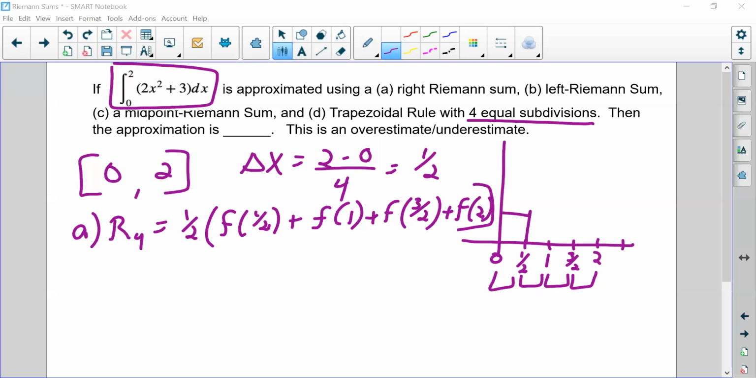Now, I need to know the function value at 1/2. So I'm going to hit trace, 0.5. Enter. It gives me my function value of 3.5. So I'm going to put 3.5 there. Okay. Then I'm going to do 1. Enter. Function value at 1 is 5. So I got my answer.